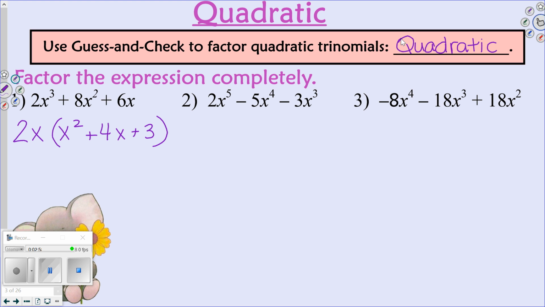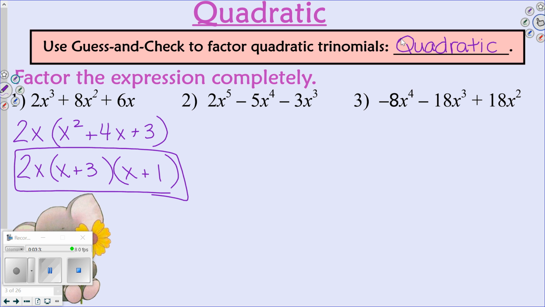All right, so once you pull out the GCF, now let's look. What do we have left? Is it quadratic? Is it cubed? Is it quartic? It's just what's left inside. That's quadratic. Quadratic is where we're doing our guess and check. That's the normal way we factored. That's all we know at this point. All right, so 2 sets of parentheses. Good. X plus 3, x plus 1. And we are just factoring today.